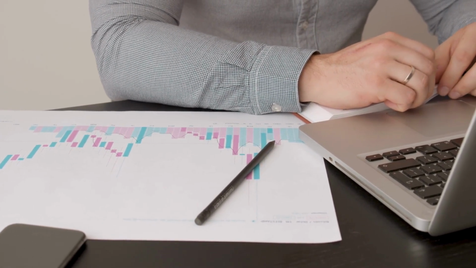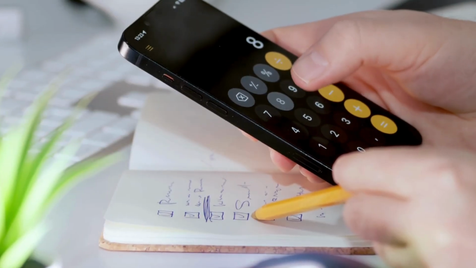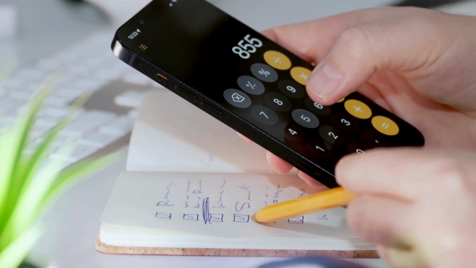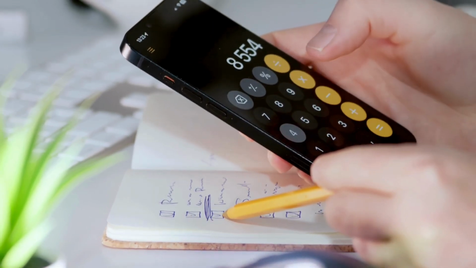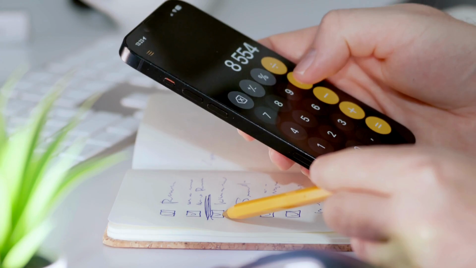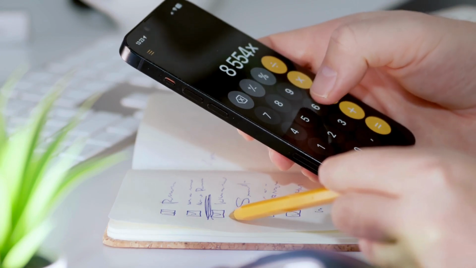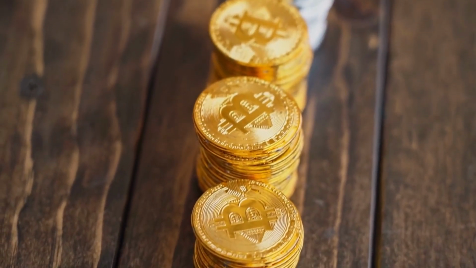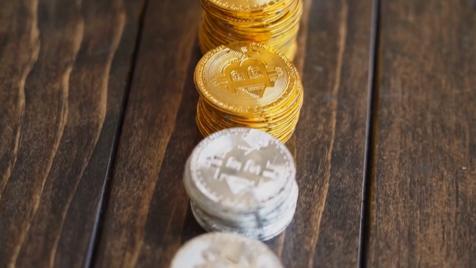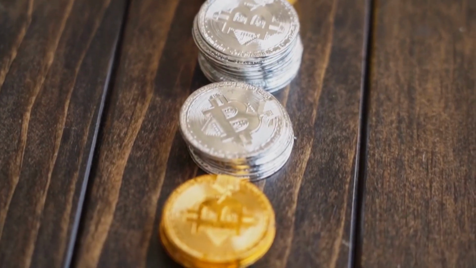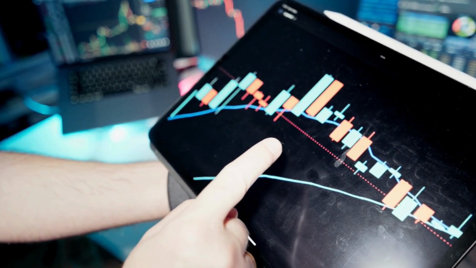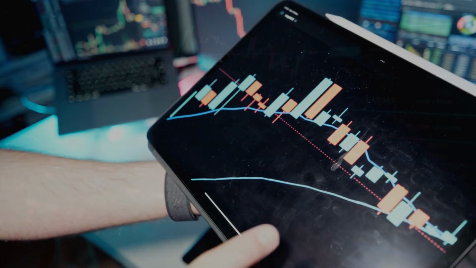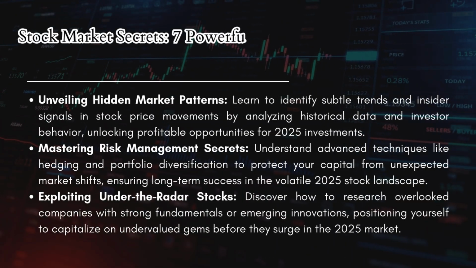Navigating extreme volatility. Understand the causes of penny stock price swings and develop strategies like setting stop-loss orders and limiting position sizes to manage their inherent high risks. Due diligence for informed decisions. Master the art of investigating penny stock companies, including financial statements, management credibility, and regulatory compliance, to minimize losses and maximize gains.